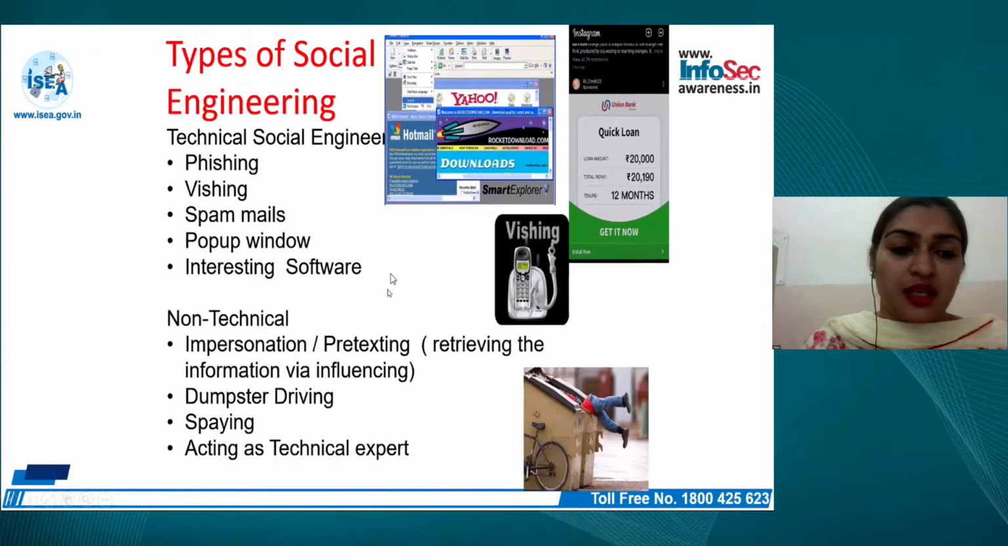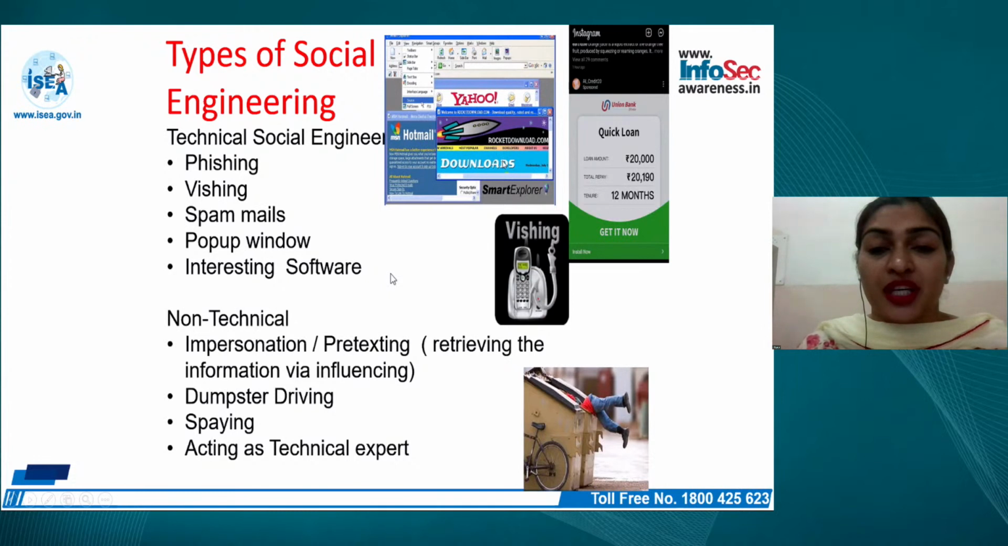So here you can see various types of social engineering. There is technical social engineering, wherein phishing, vishing, spam emails, pop-up windows are there. Here you can see we have rocketdownload.com, right? This is a very famous game. Okay, it looks like it is the original one, and the moment I click on download, it will lead me to download some spyware or some malware, because this is not the real Rocket.